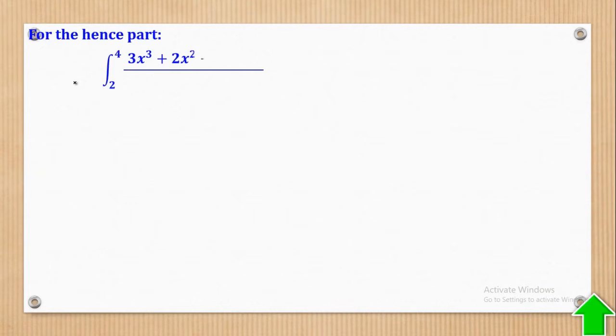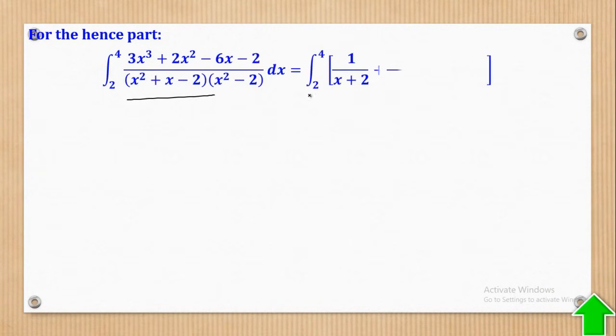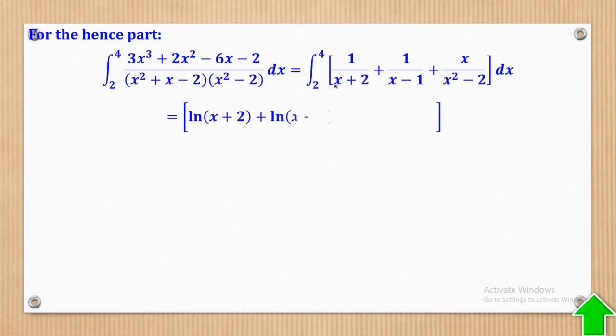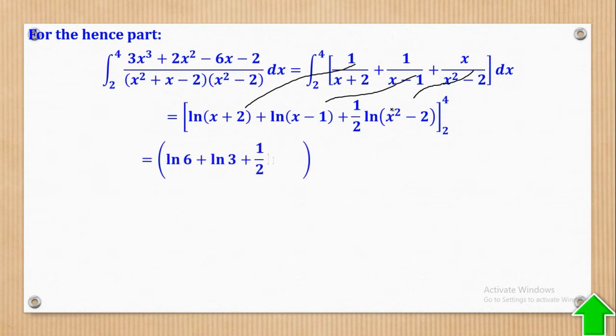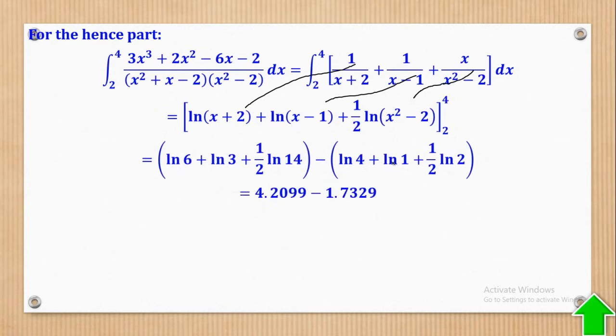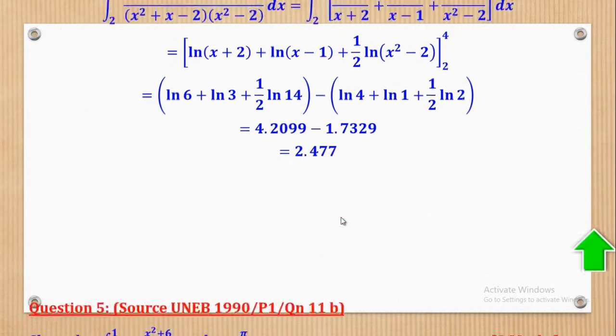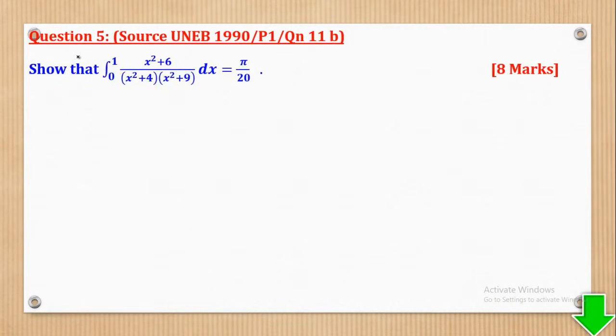So for the hence part, this integral is the same as this integral. Therefore, I'll come and integrate this to give you this, this will give you that, and this will give you this. Substitute limits to give you that, and then use a calculator to come up with that. So that was question 4. Now we shall go to question 5, which came from UNEB 1990, paper 1, question 11b, and says show that this is equal to that.